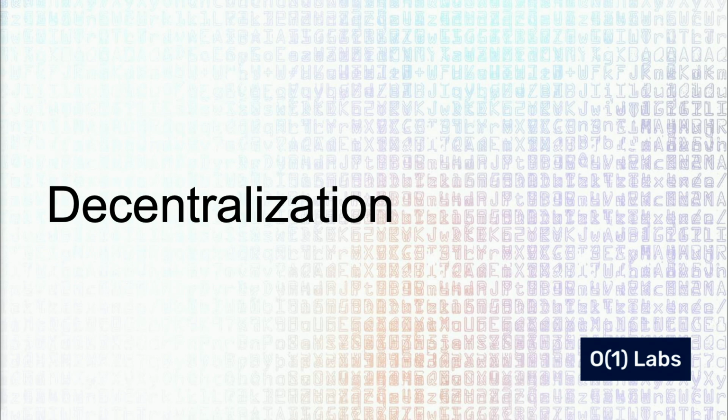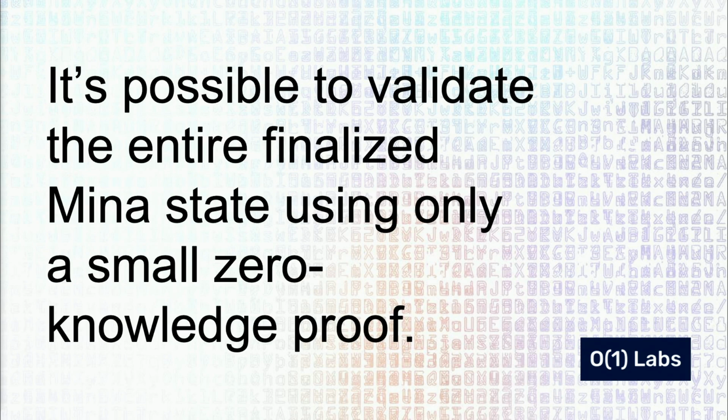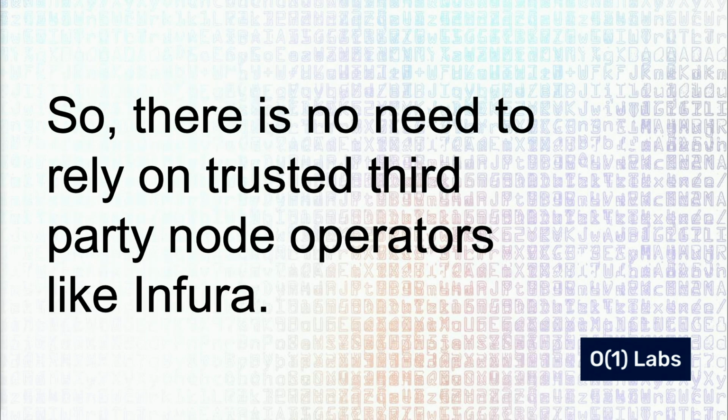The other thing that's pretty cool is the decentralization. It's possible to validate the entire Mina state using only a small zero-knowledge proof. So there's no need to rely on trusted third-party node operators like Infura. It's possible to build wallets that basically verify the current finalized state. The wallets behave like a full node from the perspective of one account. It's basically a full node for one account.